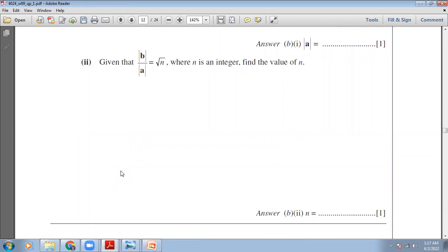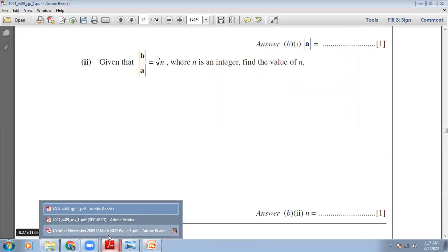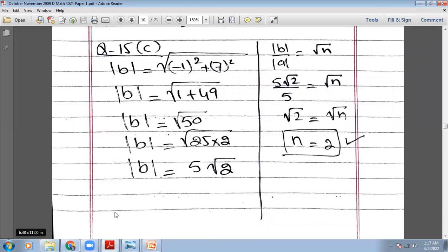Then their question is given that the magnitude of B divided by the magnitude of A is equal to the square root of n, where n is an integer. Find the value of n. Okay. So first of all we have to find the magnitude of B, or the length of B. So that will be the square root of x squared plus y squared. So you will have minus 1 squared plus 7 squared. That will be 1 plus 49. That will be 50. 50 means 25 multiplied by 2. So the 5 can come out of the radical sign. So it will be 5 root 2.